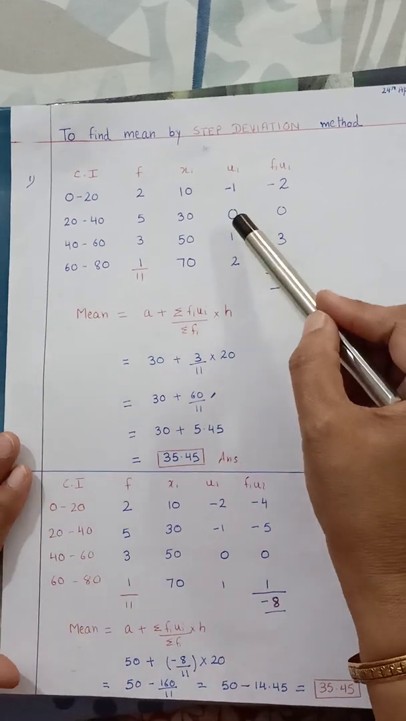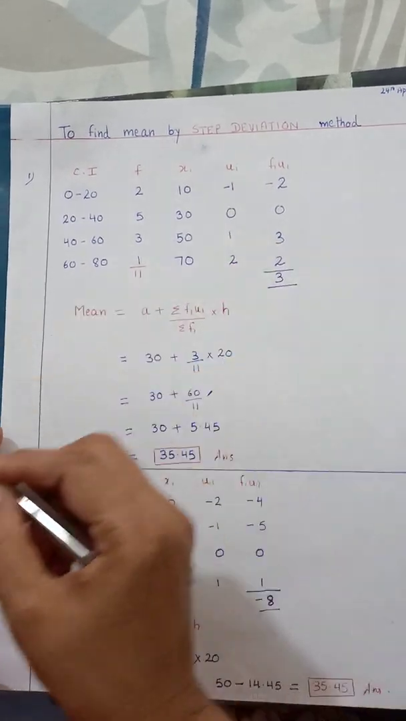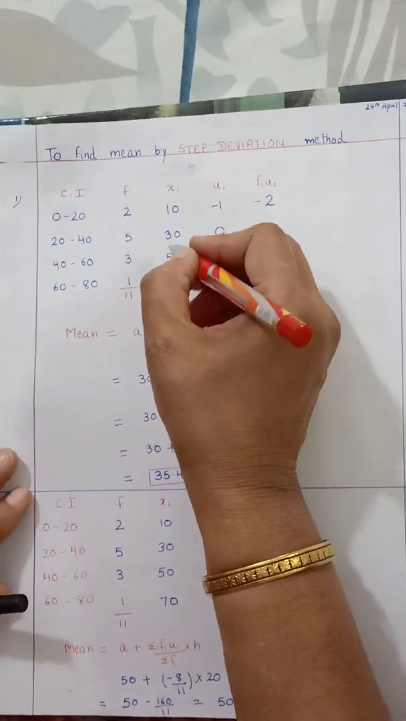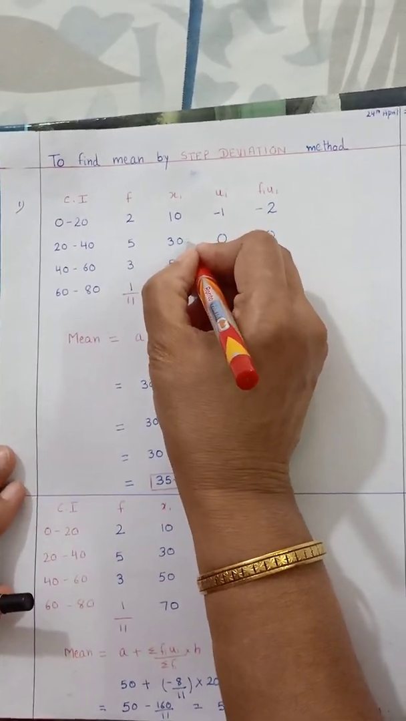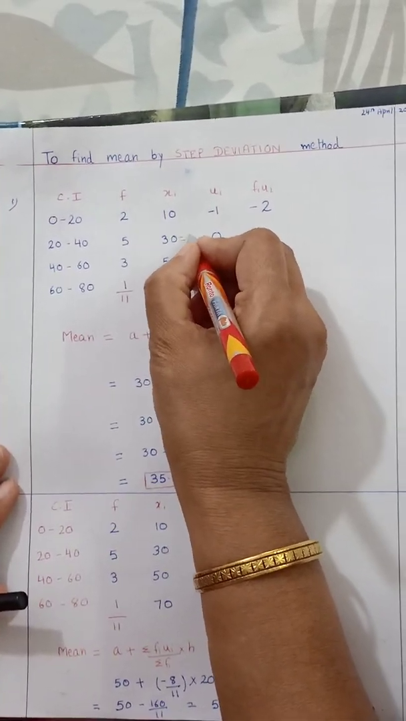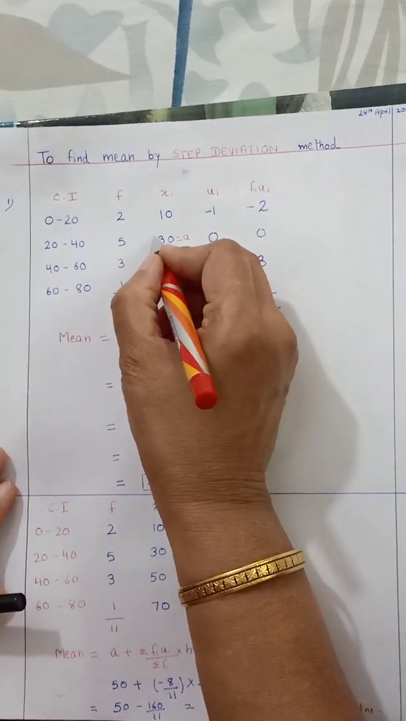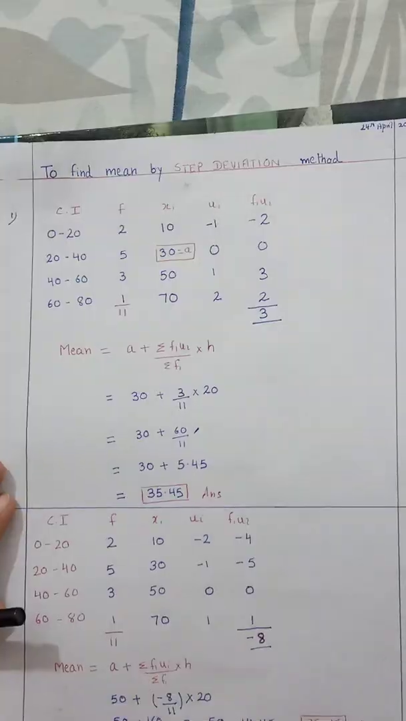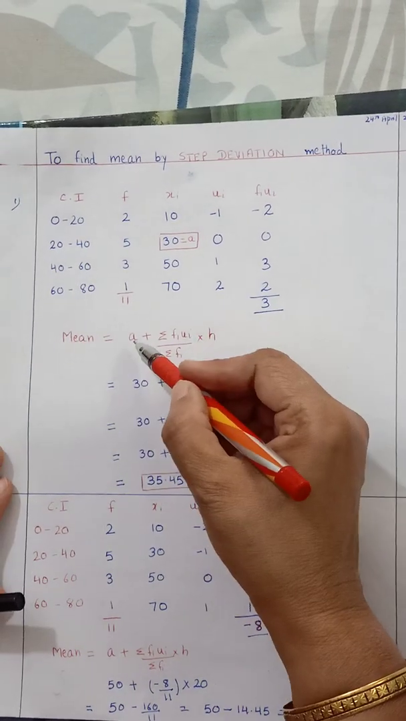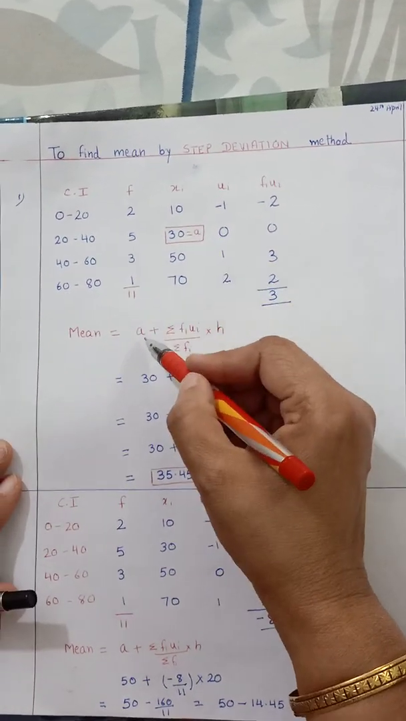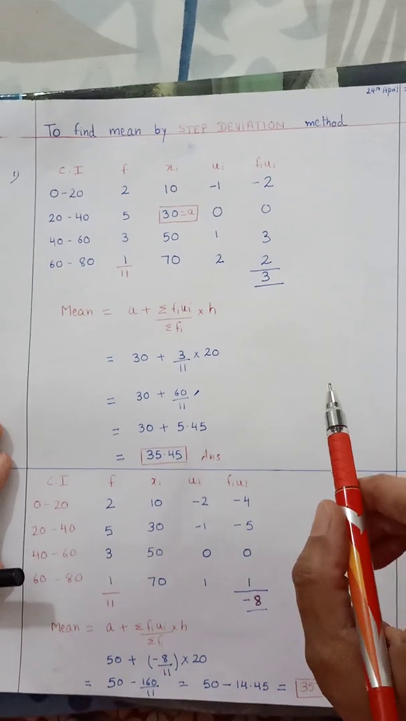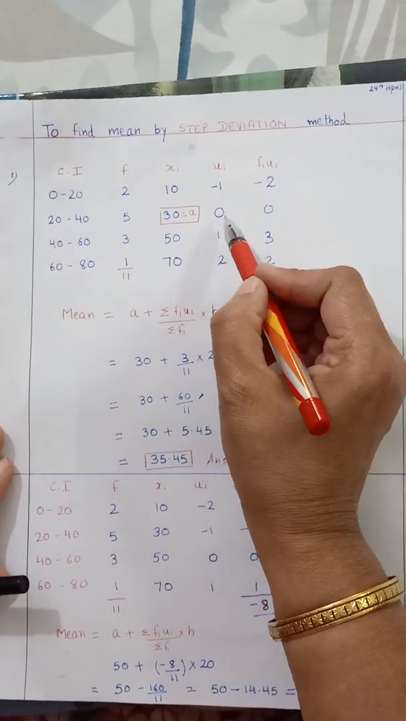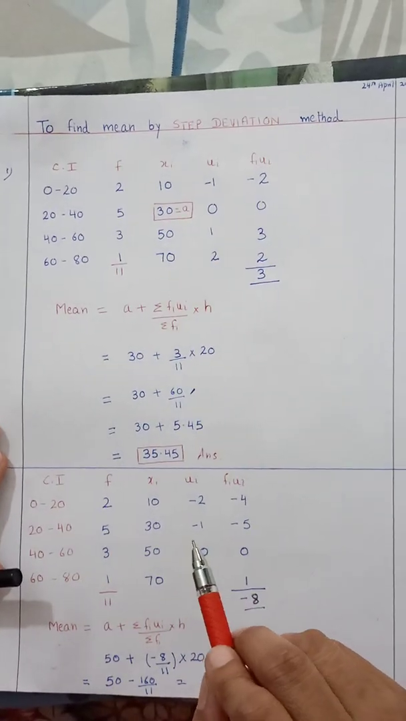After selecting 0, the next important step is you have to write A here. Whichever class mark you write 0 against, denote that class mark by A and put it in the box. So your A is clear now. A is 30. A is the class mark against which you wrote 0.